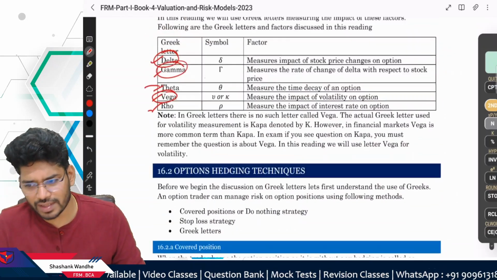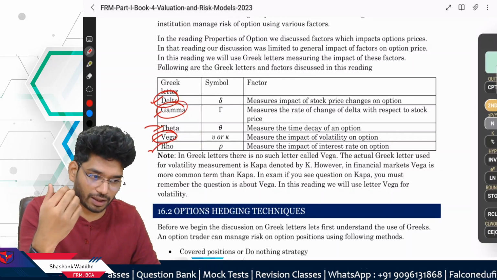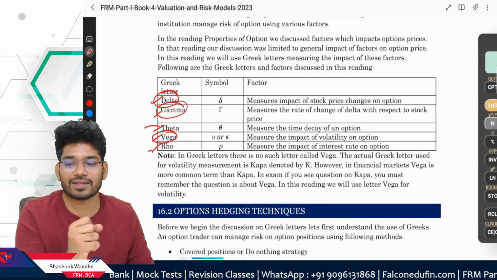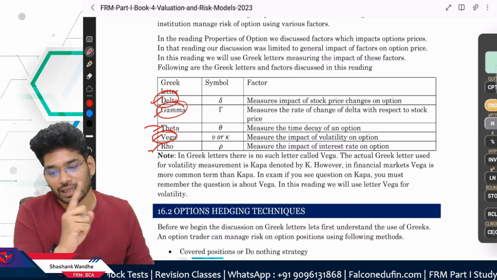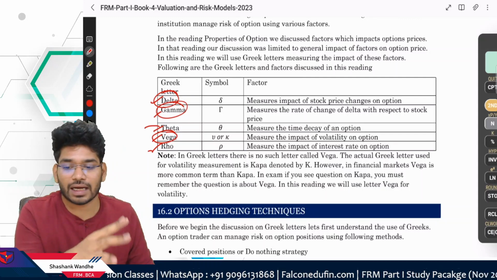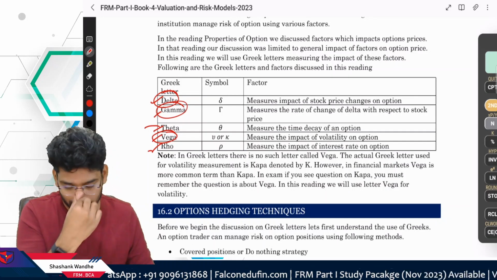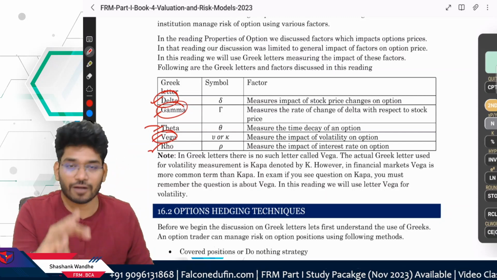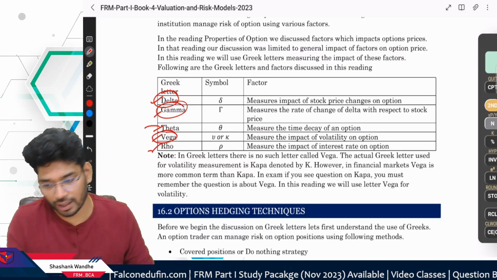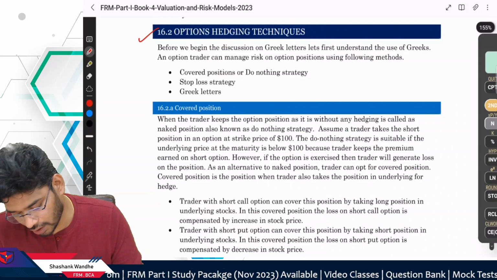So first, what are the Greeks? Greeks tell you the sensitivity of the option price with respect to these factors. So delta stands for the underlying price changes. Gamma is the curvature measure, the convexity part of the delta. Then theta is for the time decay impact on the option price. Vega is the volatility's impact on the option price, and rho is the interest rates' impact on the option price. Now, these are the hedging techniques.